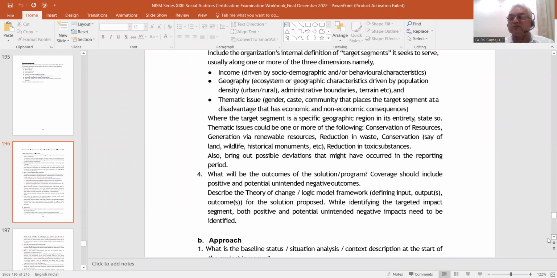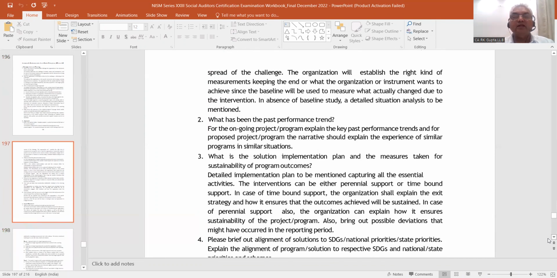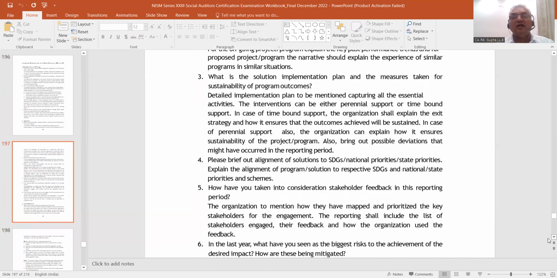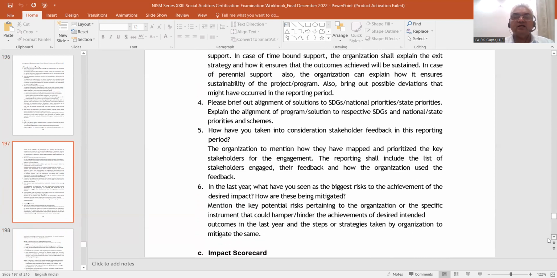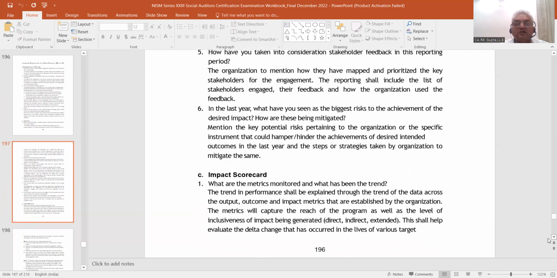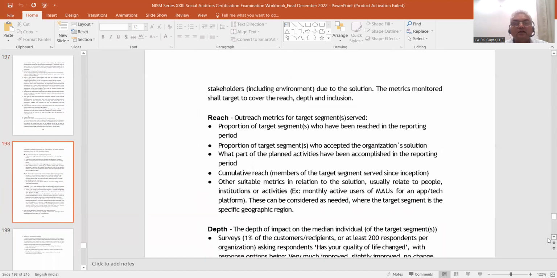Then approach क्या रहने वाली है आपकी, ये सब आपको एनुअल इम्पैक्ट रिपोर्ट में देना है. Then what past performance क्या है, solution implementation plan क्या है, alignment लाइए, how have you taken into consideration stakeholders feedback, and in the last year what have you seen as the biggest risk to the achievement, ठीक है, and how they are mitigated. फिर impact scorecard. Impact scorecard आपका क्या है, what are the metrics monitored and what has been the trend, ठीक है.